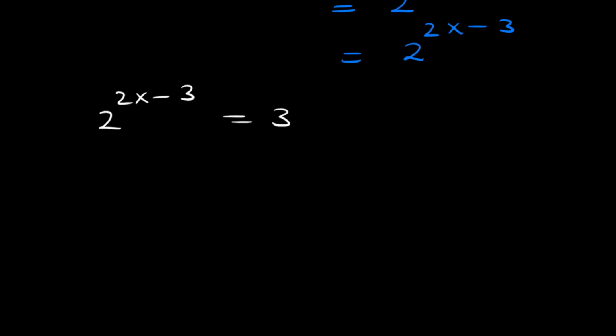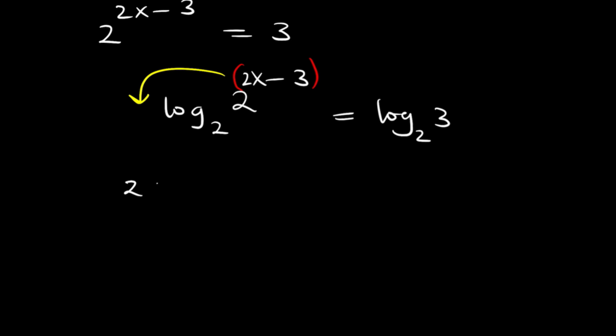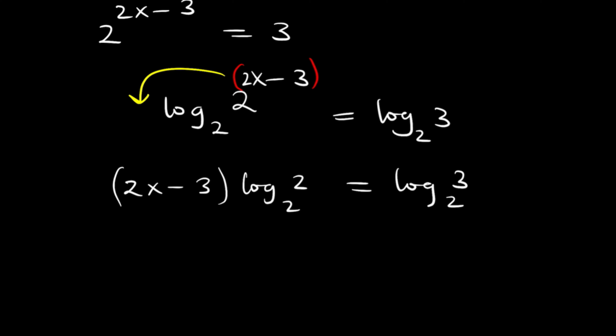And now we can take the logarithm of both sides. This will give us log. Let's take it to base 2. So we have 2x minus 3 is equal to log 3 to base 2. Then we apply the law of logarithm that says we can straight up transfer this power to the back to have 2x minus 3 times log 2 base 2 is equal to log 3 base 2.